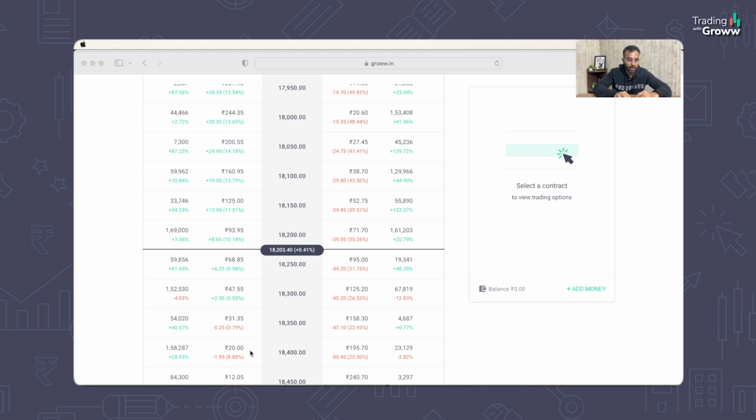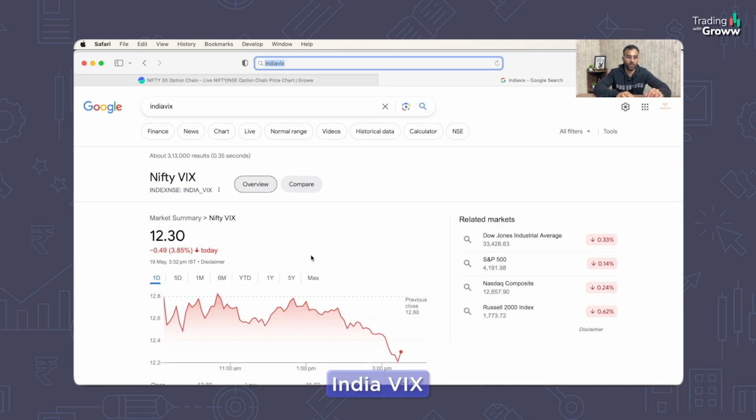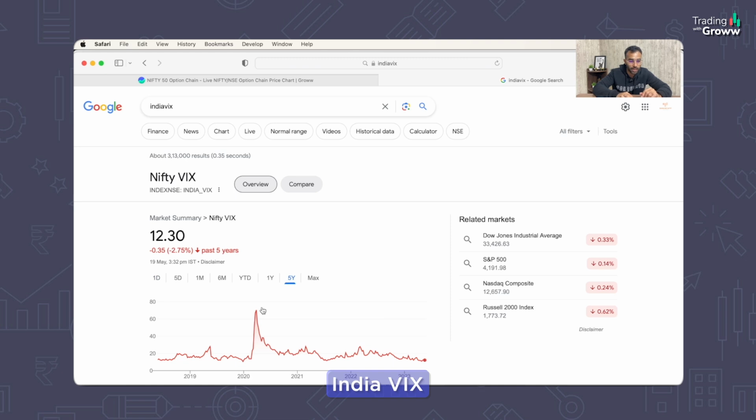Let's now look at an example so that you can understand the impact of volatility. Currently Nifty is trading around 18,200 levels. So the 18,200 call option is trading around 90 rupees and the 18,200 put option around 70 rupees. The at the money straddle of call and put is approximately 160 rupees. Currently India VIX is around 12.3 only. But if you look at this data, around 27th March 2020, India VIX almost hit 70 levels.